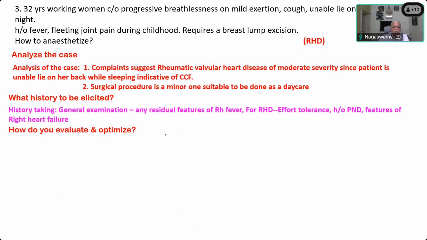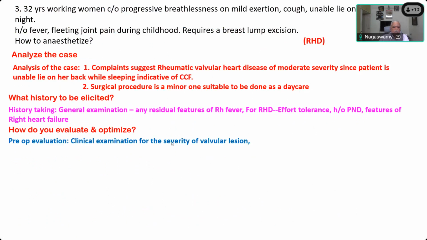And how do you evaluate and optimize this patient? Evaluate means you have to talk about the complete blood count, ESR, CRP, renal function test, ECG, echo, and chest X-rays. So always talk about the cardiac evaluation first, and then go for the other systems, because we have already given a clue that there is a patient with probable rheumatic heart disease.